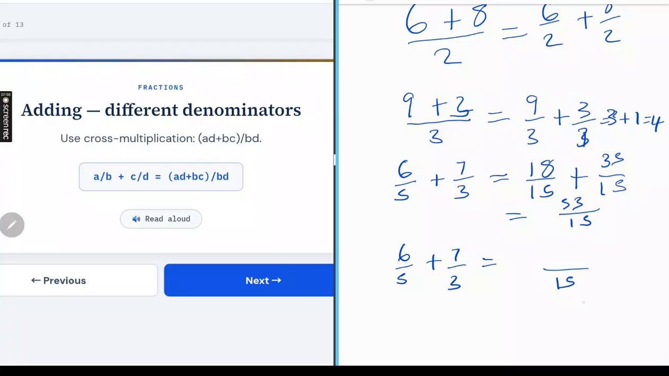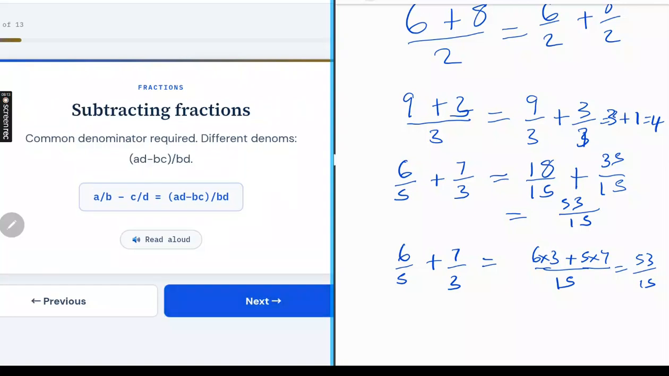Then cross multiply 6 times 3, 18. So 6 times 3, then plus 5 times 7. So that is basically the same 53 over 15. So that is the same thing. Let's move on now.